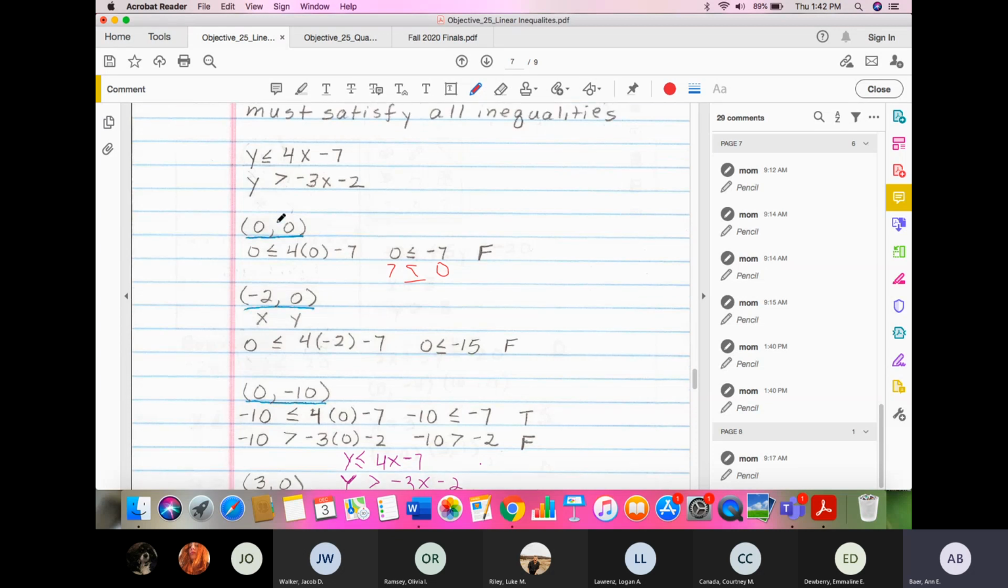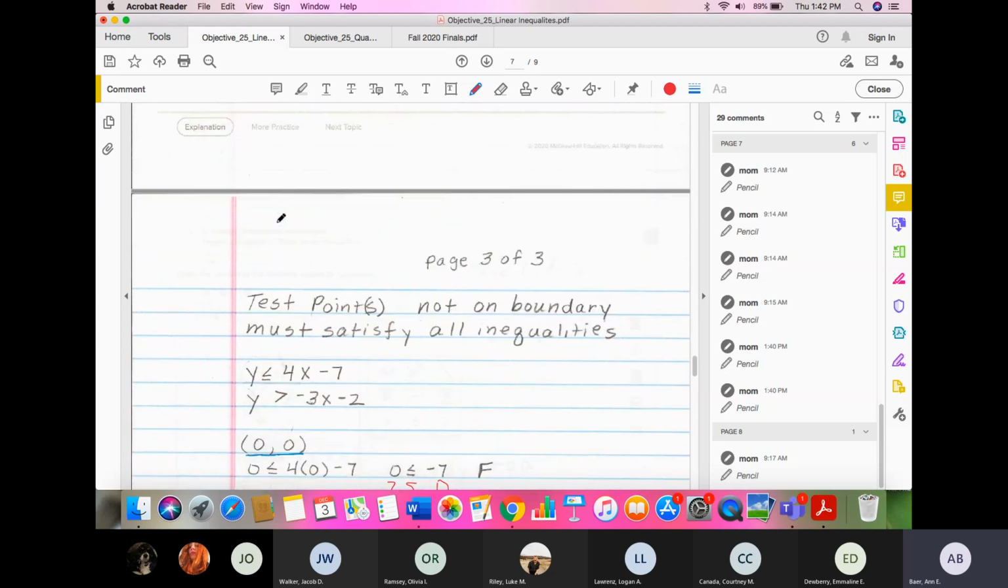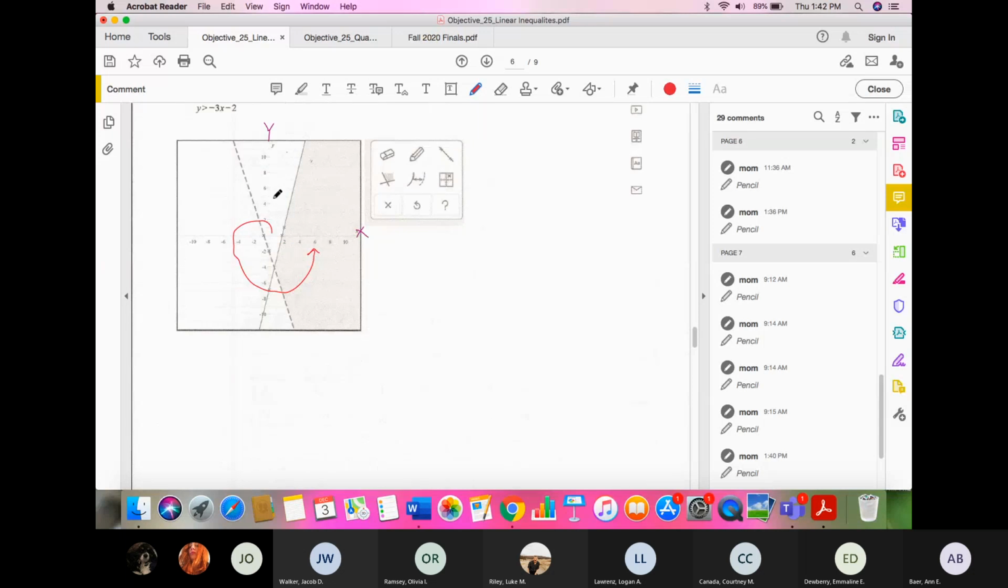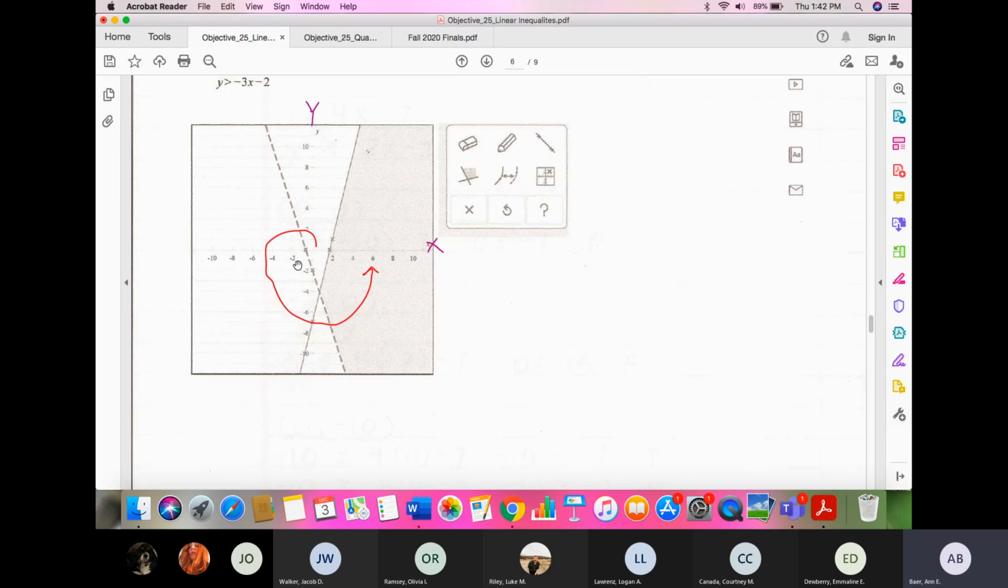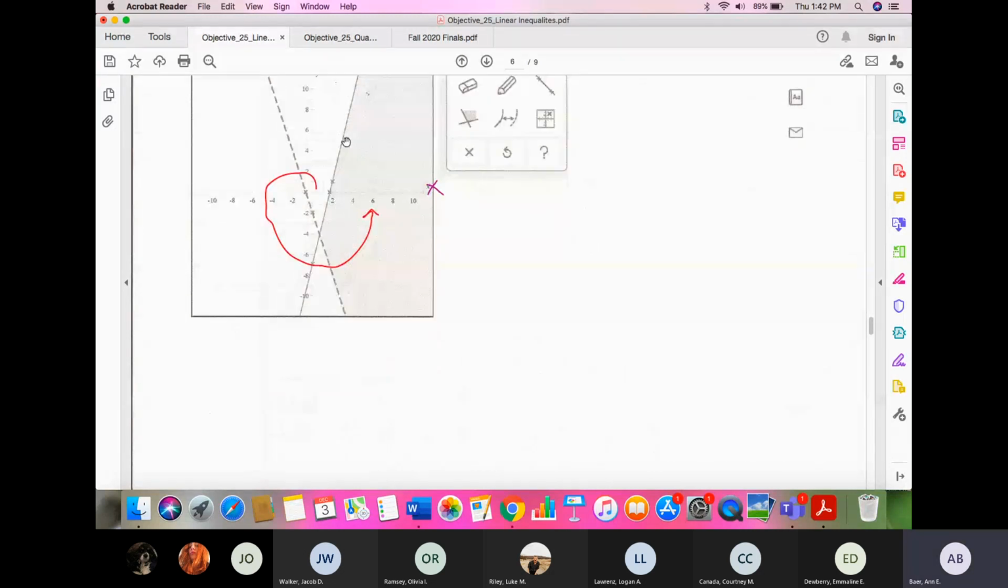So we go look at our graph and pick another test point in a different region. So we're going around this way. Let's pick -2 here. So we're going to use -2, 0. So let's pick -2, 0.